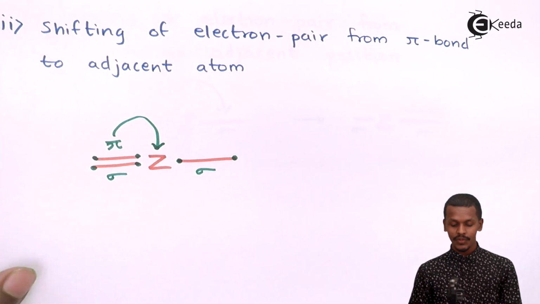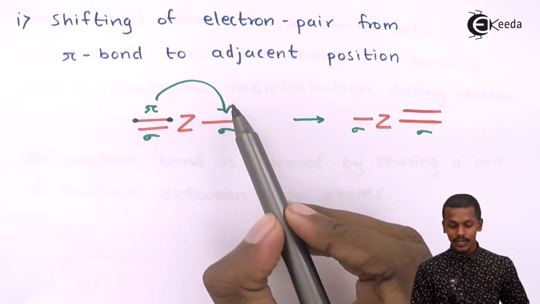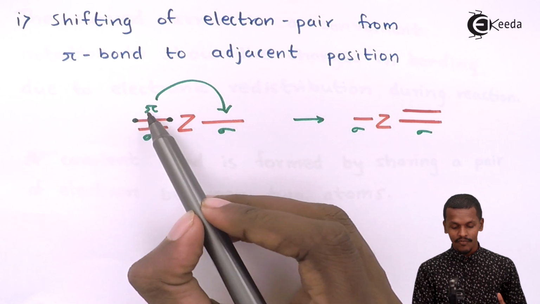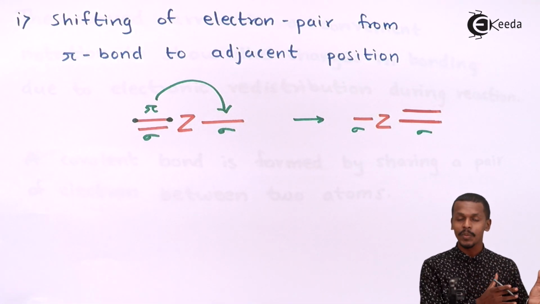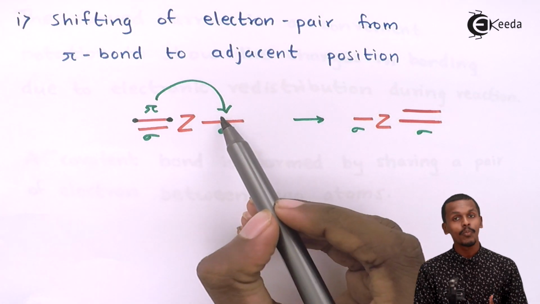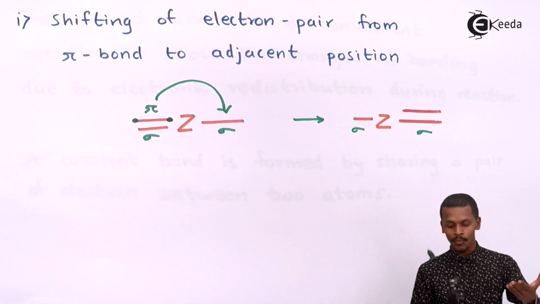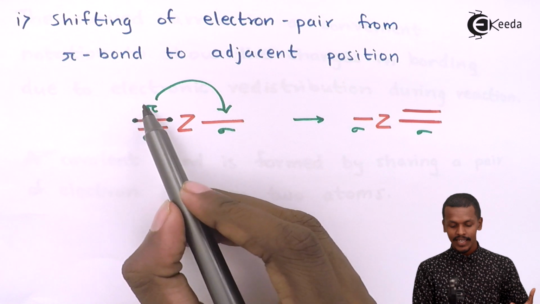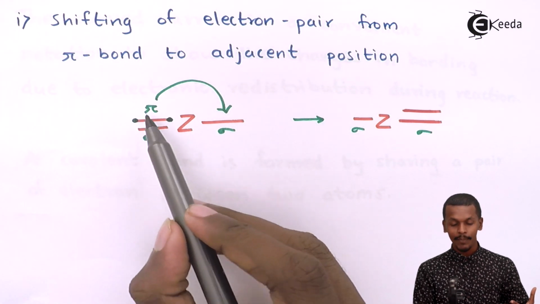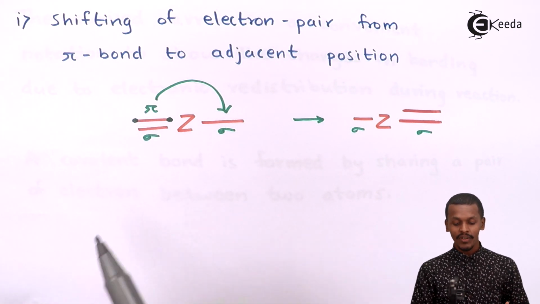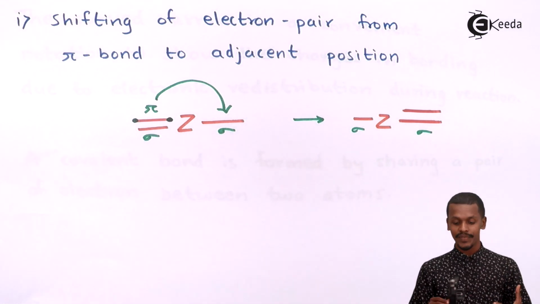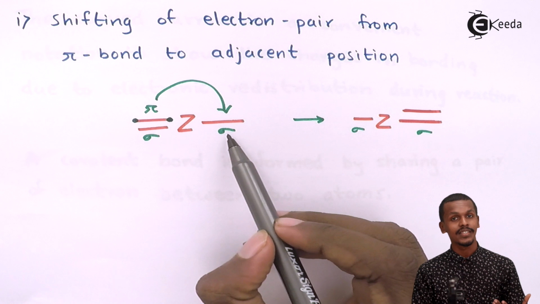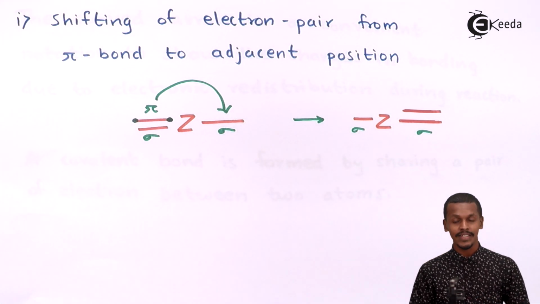In the previous one, as we could see, the pi bond has been shifted to this position. So from where the pi bond was originally present, it has shifted to another bond. As you could see over here, this is the position where sigma and pi bond were present. But after the shifting of electrons, we could see that the pi bond has been shifted above that of the sigma bond. So it has been shifted in this case.